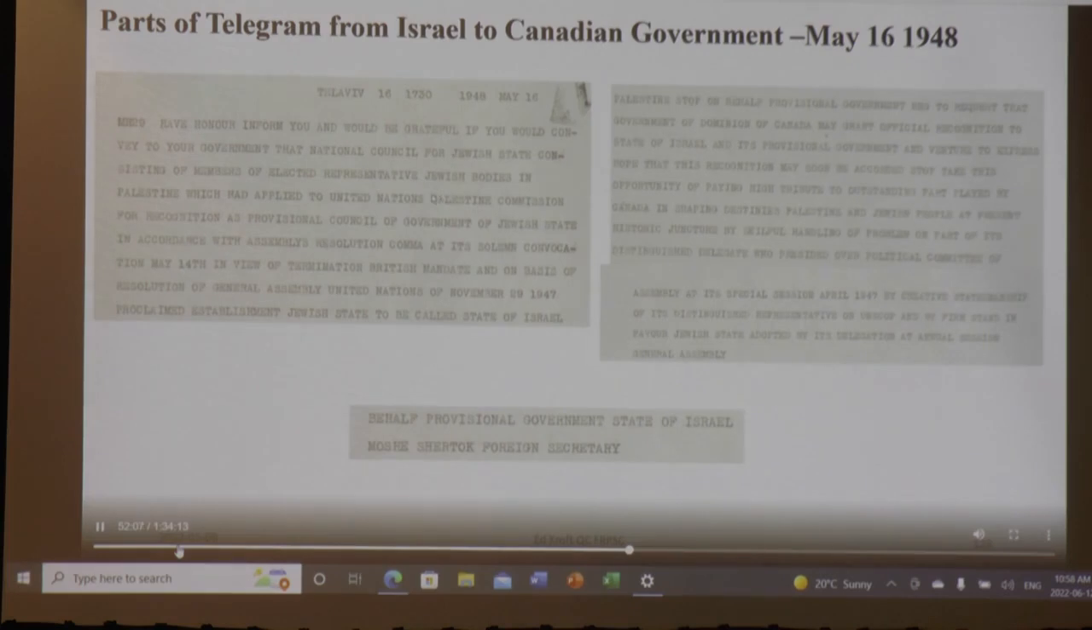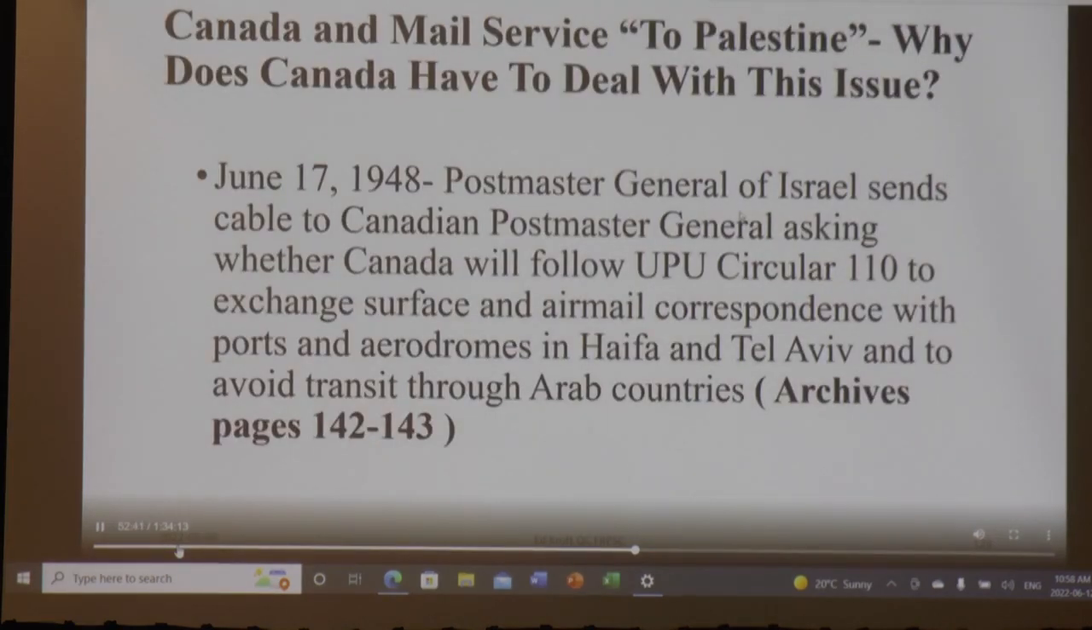And here we have, "inform you and would be grateful if you would convey to your government the National Council for the Jewish State, consisting of members of elected representative Jewish bodies in Palestine, which had applied to the United Nations Commission for recognition as a Jewish state in accordance with the Assembly's resolution." And at the end, it basically asks Canada to recognize Israel, to grant official recognition status to Israel and its provisional government. So Canada now has a communication from the State of Israel.